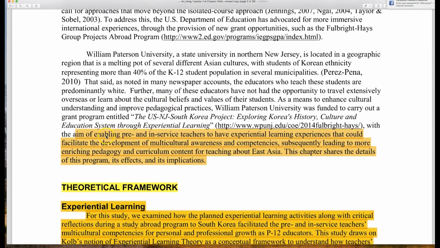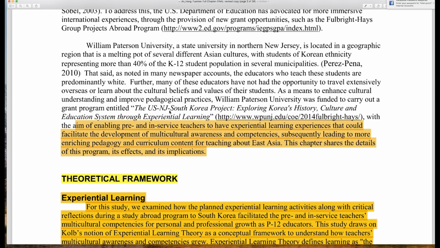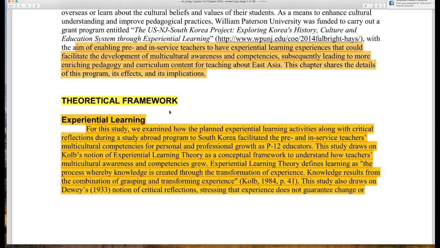Here is the purpose of the study. This study abroad was a way of enabling pre-service and in-service teachers to have learning experiences, develop multicultural awareness, and this chapter. This was a chapter in a book as opposed to a research study, but has the same elements. Shares the program, its effects, and its implications.